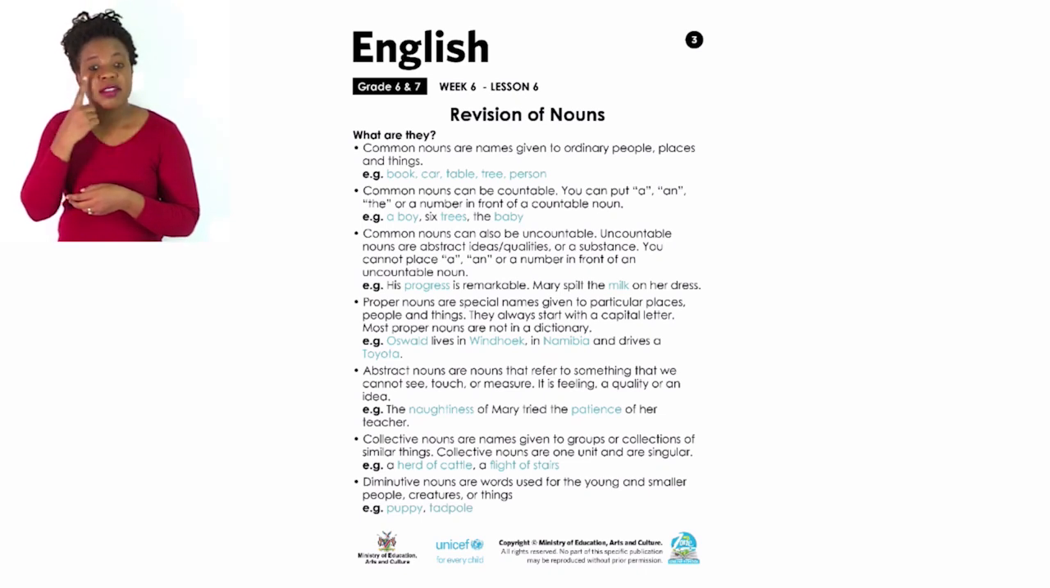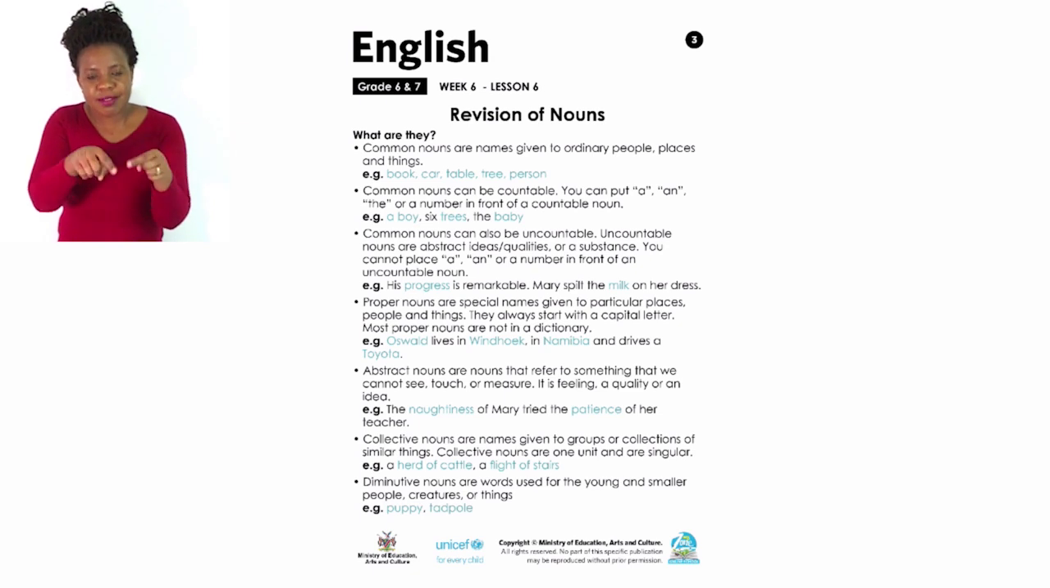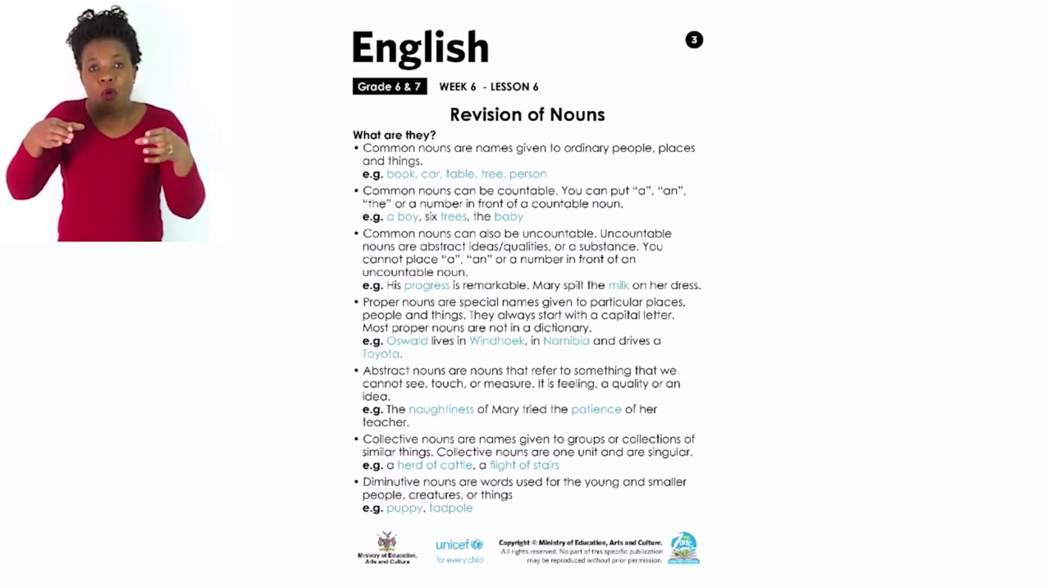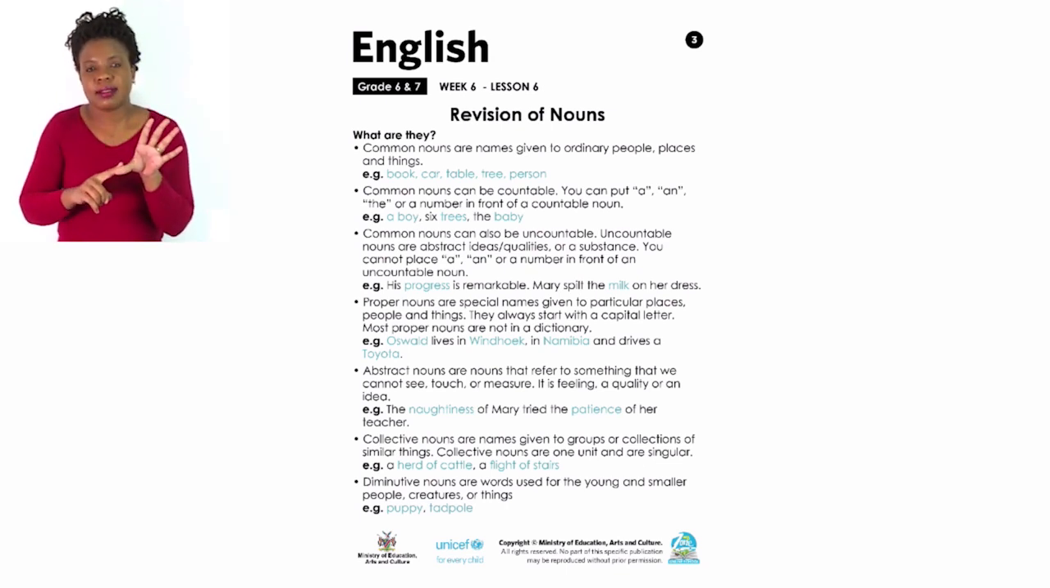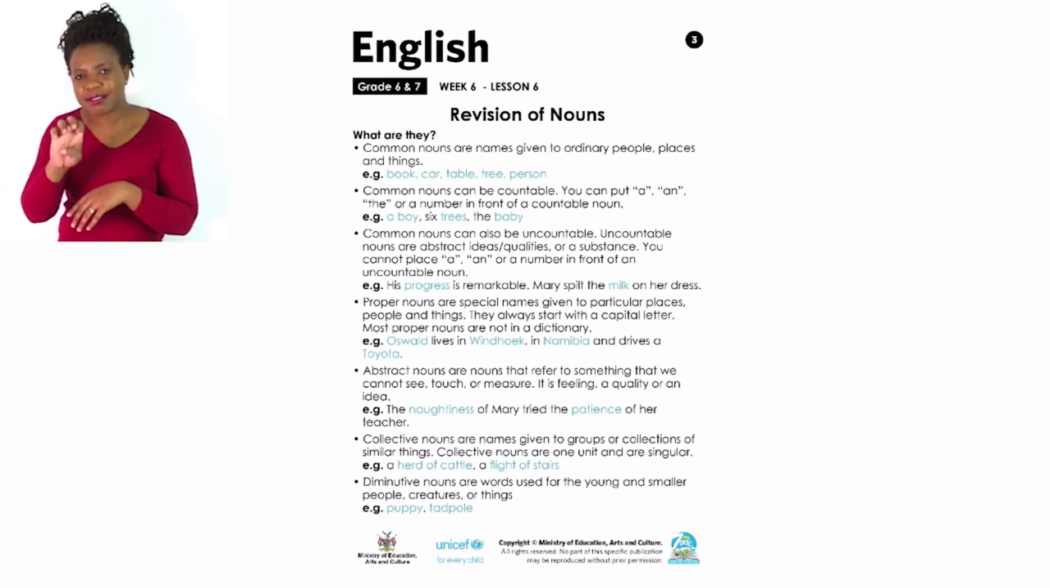All right? Then the fourth category of our nouns is collective nouns. These are names given to groups or collections of similar things. Collective nouns are one unit and are singular, e.g., a head of cattle, a flight of stairs. The last category is diminutive nouns. Diminutive nouns are words used for the young and smaller people, creatures, or things, e.g., puppy, tadpole.